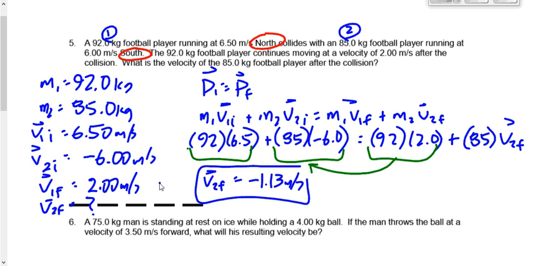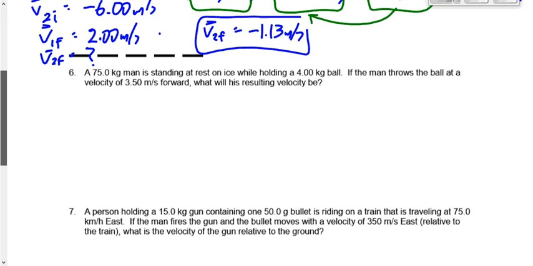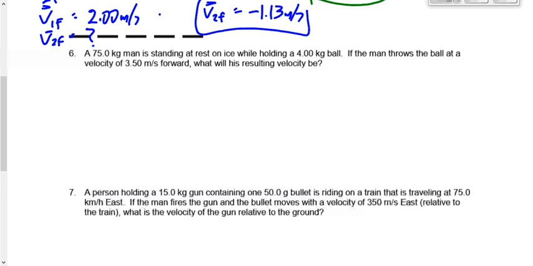Okay, let's see number 6. A 75-kilogram man is standing at rest on ice, holding a 4-kilogram ball. The man throws the ball at a velocity of 3.5. What's his resulting velocity? Right now, we can predict kind of what it's going to be. Not exactly, but man and the ball. Man throws the ball. Ball goes one way. Man goes the other way.